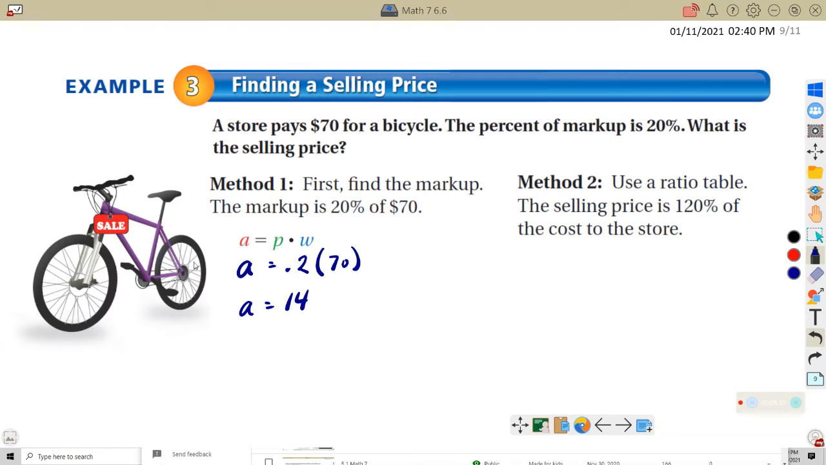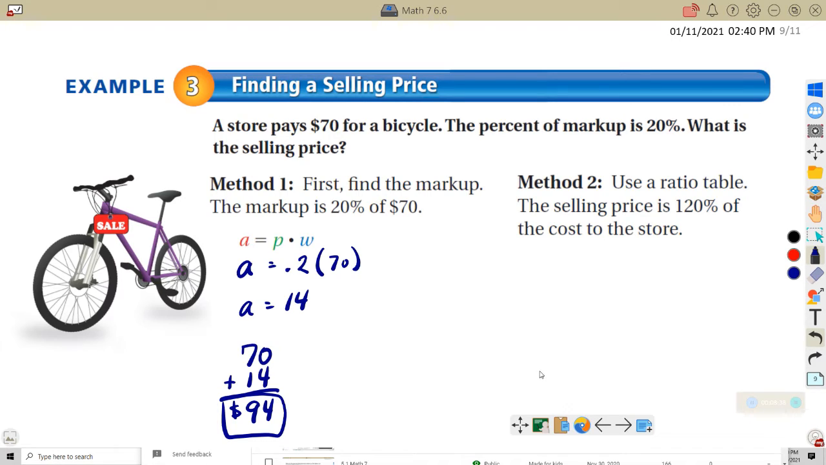Now, just like that first example with the discount where you have to subtract, we have to add this. So 70 plus 14, the selling price will be $94. Okay.